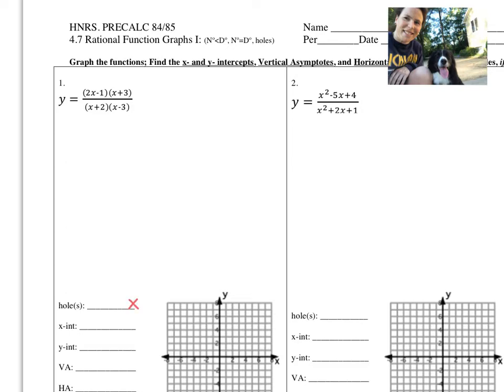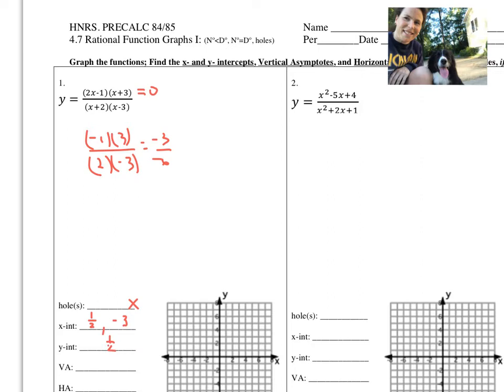The x-intercept, remember that you want to set the numerator equal to 0 and solve, and it looks like we're going to have an x-intercept at 1/2 and an x-intercept at -3. If I want to find the y-intercept, remember I have to plug 0 in for x. If I plug in 0 for x, I get -1 times 3 over 2 times -3, yielding -3 over -6, or 1/2.